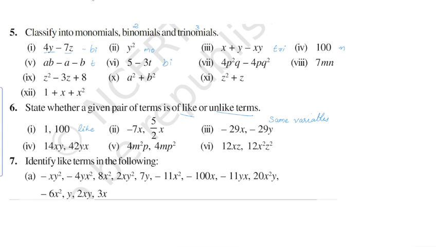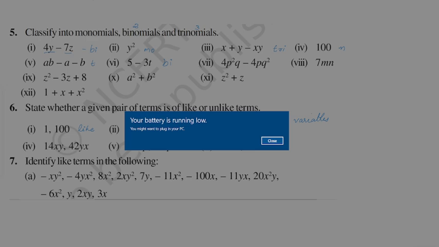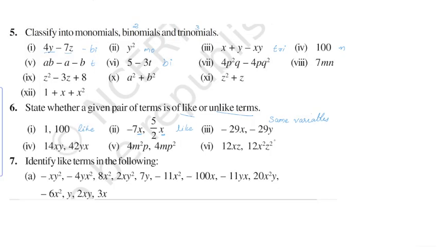Now consider here, what is the variable for the first term? X. Yes, right. For the second one, this is also x. So this is also a like term. Consider here minus 29x and minus 29y. Is it the same variable or a different variable? Yes, it is a different variable. So this is an unlike term.